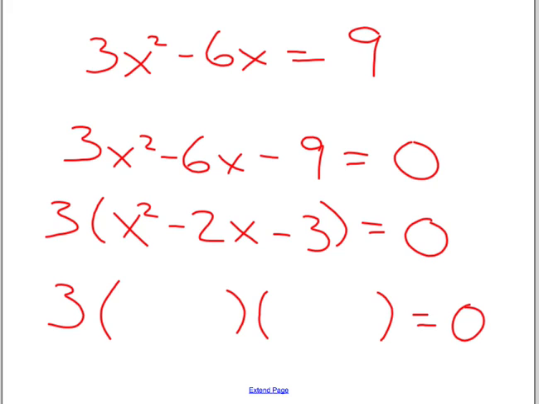Why do you have to equal 0 again? I can't just drop it. Why not? Because it's an equation. If I drop it, then all of a sudden it's not an equation anymore, and it's not equal to something.